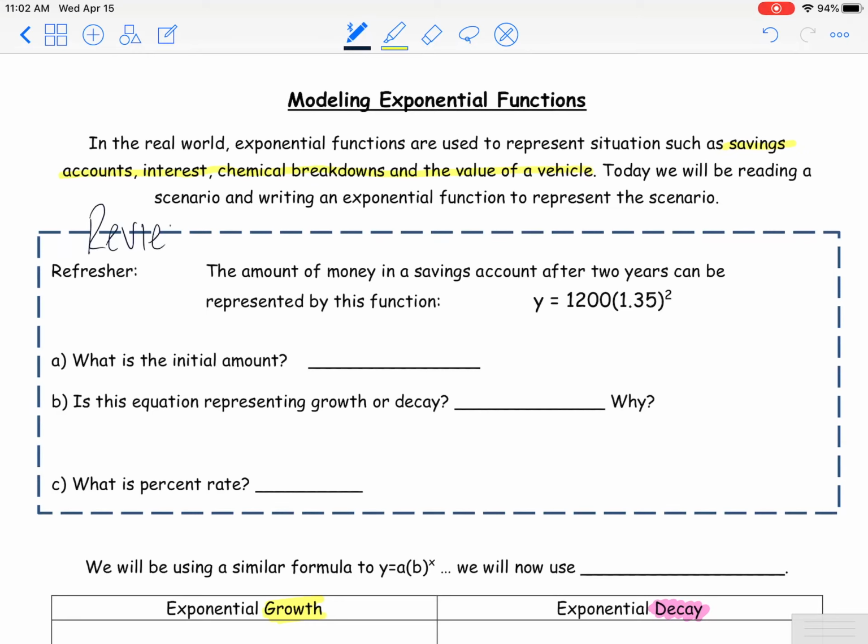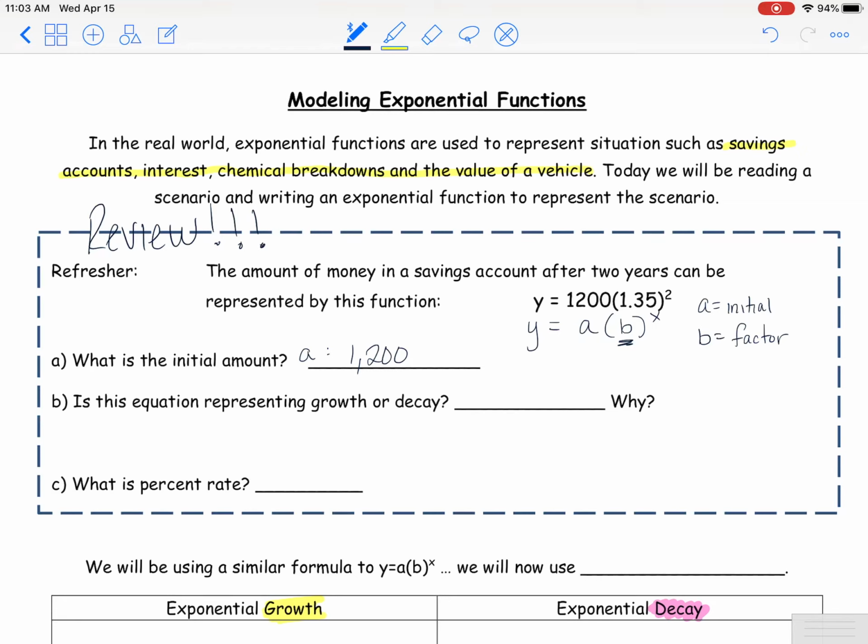Now, up here at the top, this is just a quick review. So we've already learned this, okay? So the situation says the amount of money in a savings account after 2 years can be represented by this function. If you remember, this is in the form a b to the x. Now we know that a will always be our initial amount. B will always be our factor. Now b also tells us whether this is growth or decay. So the initial amount is going to be my a value, which happens to be the 1,200. So that's my a value.